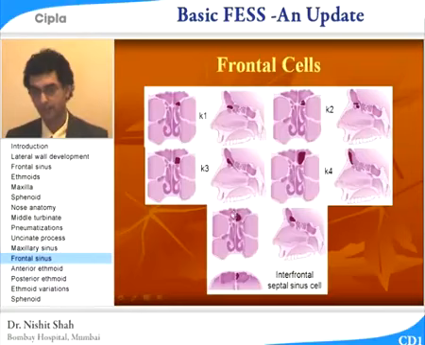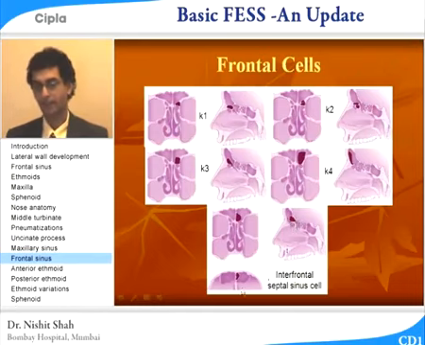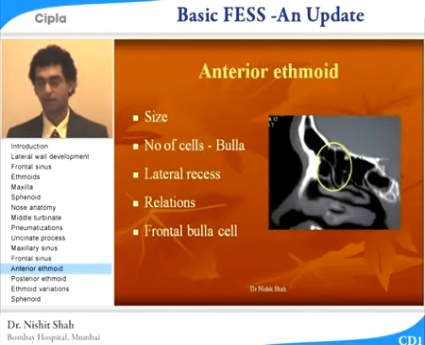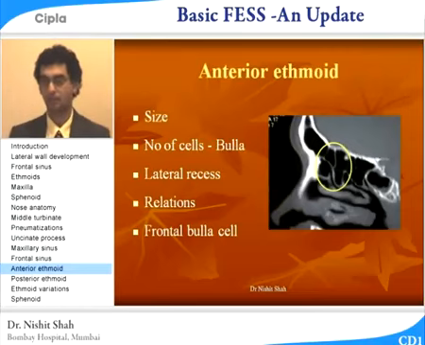So you see here this cell on the coronal section attached to the septum. On the sagittal section you will see rising above the agar cell, and again on the axial section lying between the two frontal sinuses.